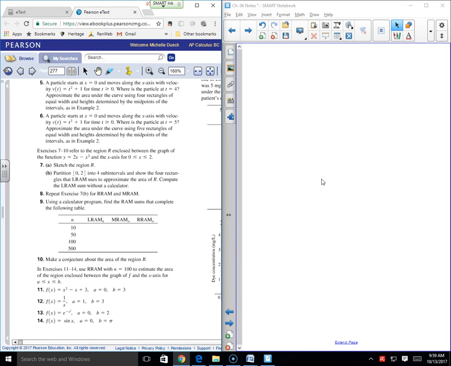Okay, trying to give you guys enough time to get this down. This is Leibniz notation, which is equivalent to the limit as n goes to infinity. There's another way of writing it, but this is one of the ways. N is representative of the number of rectangles.